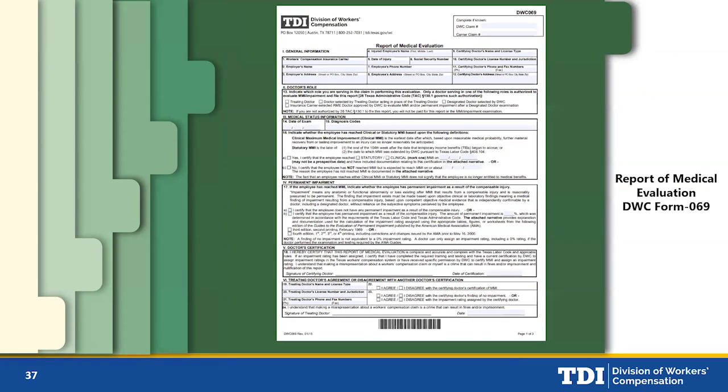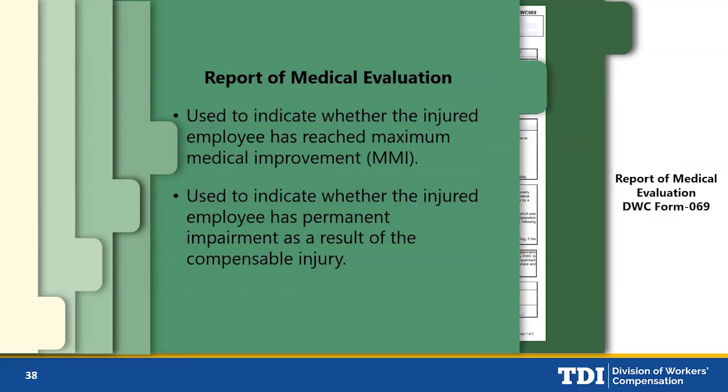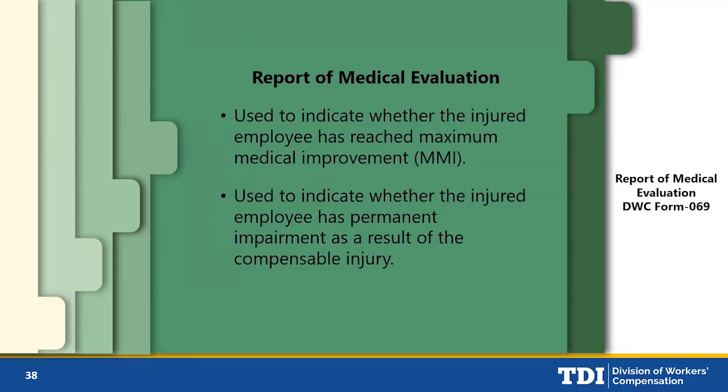And Patricia's going to put in the chat a rule that applies to the report of medical evaluation. This is the report that is used by the treating doctor to indicate whether the injured employee has reached maximum medical improvement. That's a date. And it's used to also indicate whether the injured employee has permanent impairment as a result of a compensable injury.